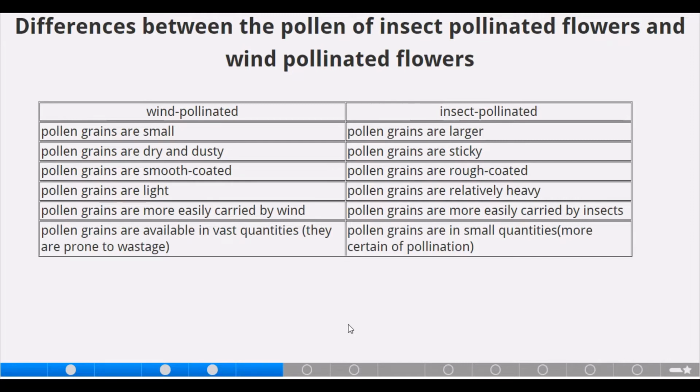Pollen grains are light in wind pollinated flowers. Pollen grains are relatively heavy in insect pollinated flowers. The pollen grains of wind pollinated flowers are easily carried by wind, while the pollen grains of insect pollinated flowers are more easily carried by insects.